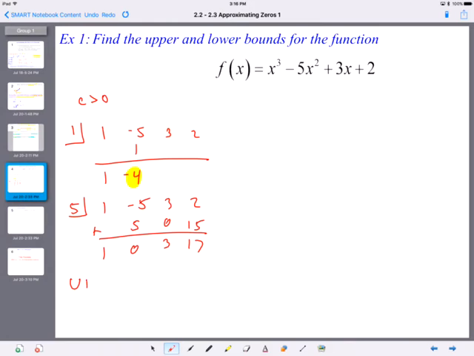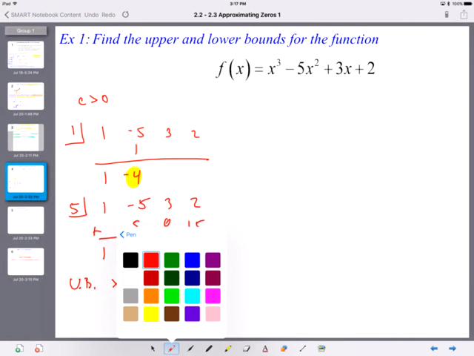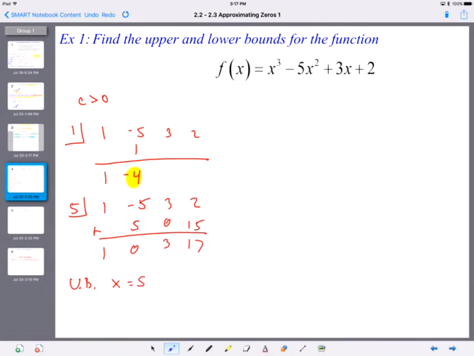So the upper bound is at x equals 5. And so there, the function will not cross after x equals 5. That's that upper bound. So we know we won't have any solutions greater than 5. And then we'll do the same thing with the lower bound. We'll pick values of c that are less than 0. Once again, I would just start with negative 1.